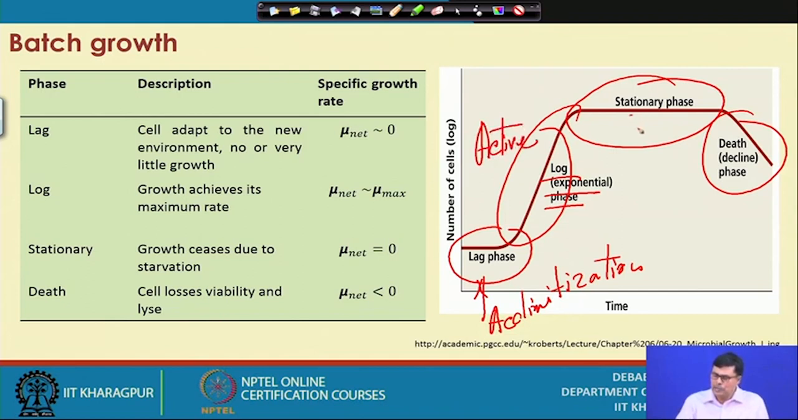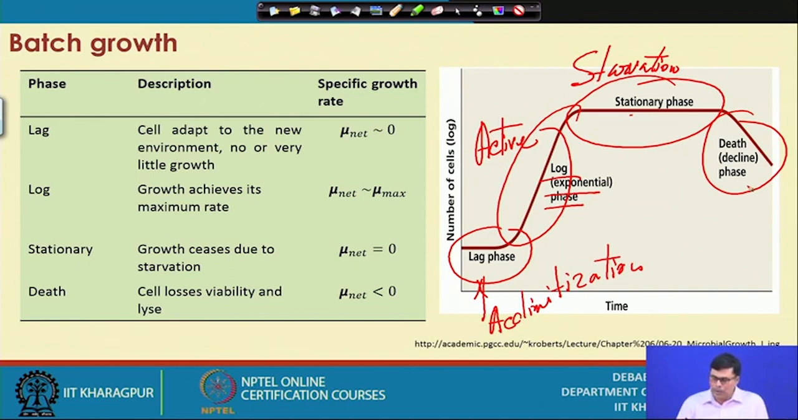And this is the stationary phase. What is stationary phase? This is called the starvation phase. What is starvation? Because you are not giving a sufficient amount of substrate to the organism, so they starve for survival. Here the rate of death is equal to the rate of growth of the cell, and the death phase is the dying phase, where most of the organisms are dying.